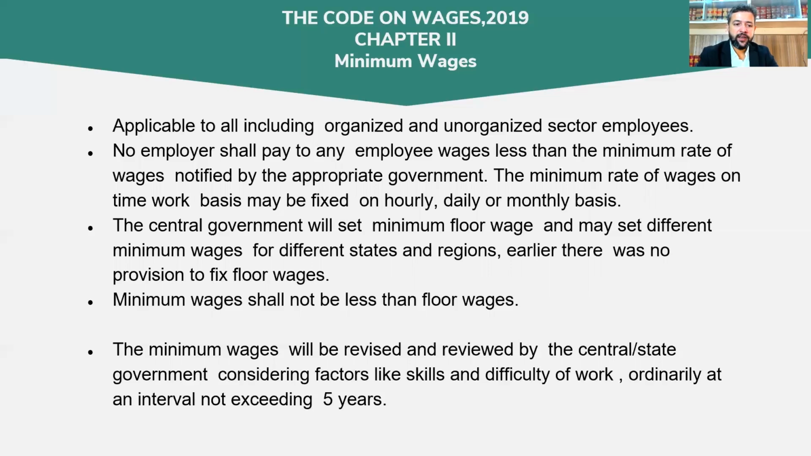The minimum wages will be revised and reviewed by the government with an interval not exceeding 5 years. This 5 years was not there before, and as we know that in the state of Haryana and state of Rajasthan, the minimum wages are revised by the government after every 6 months. The applicability is from 1st of January and 1st of July every year. And just to let you know, a few days back only the Haryana government has revised the minimum wages from 1st of July 2020.